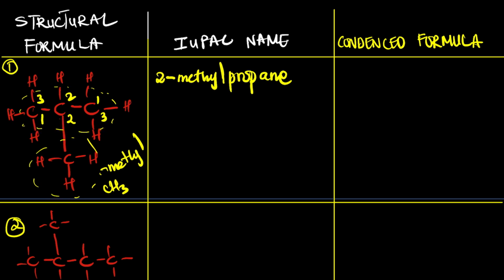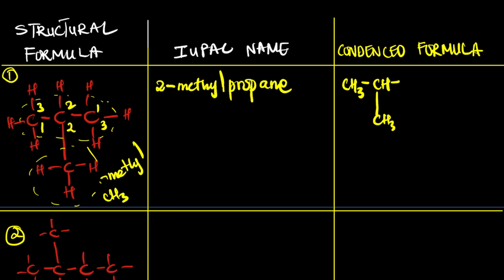Now let's do the condensed structural formula for this. We're going to start from the left. If you look at it from the left, it's CH3, so we say CH3, then a bond, and then there's a CH. In this carbon there's a branch, which is the CH3, so I'll show the branch and say CH3. And then this is CH3, so I'll say CH3. I hope I make sense.